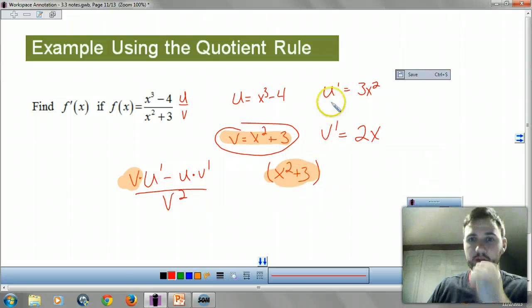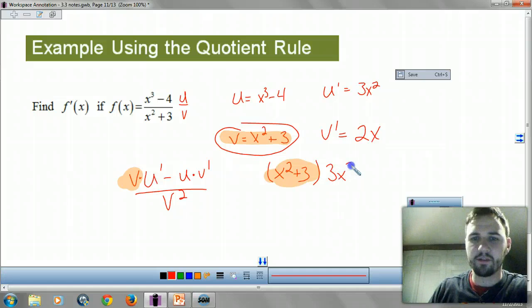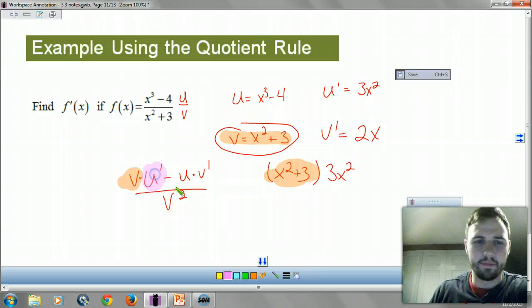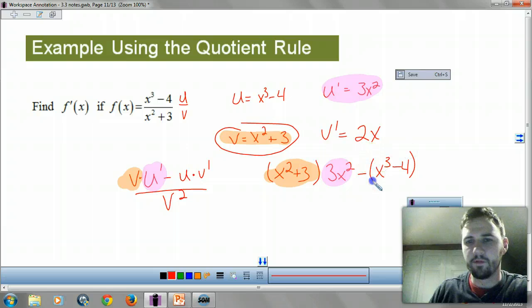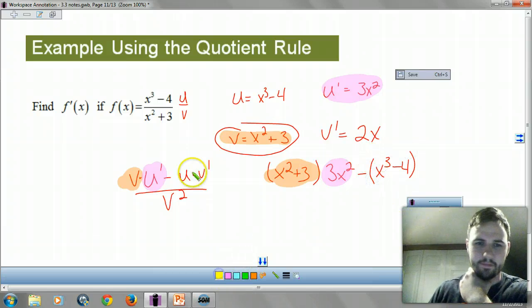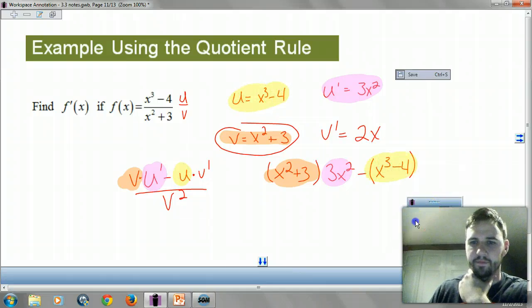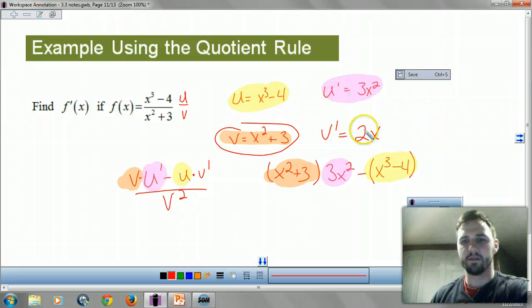Okay, times my u prime, which is 3x squared, the derivative of my top. So again, I'm getting that from here. Can you tell that's a different color? Not really. Okay, so that's my u prime, minus the top, which is my v. I'm sorry, my u. Times, why am I using the British accents? I don't know. The derivative of your bottom, which is 2x.